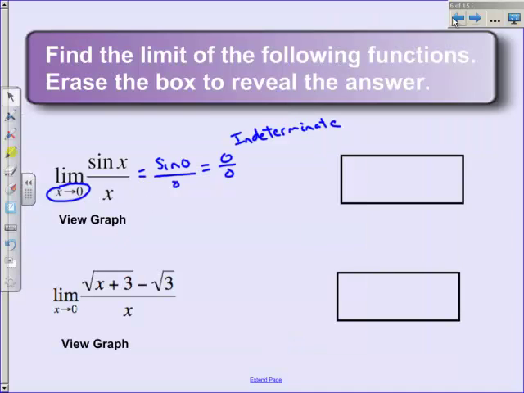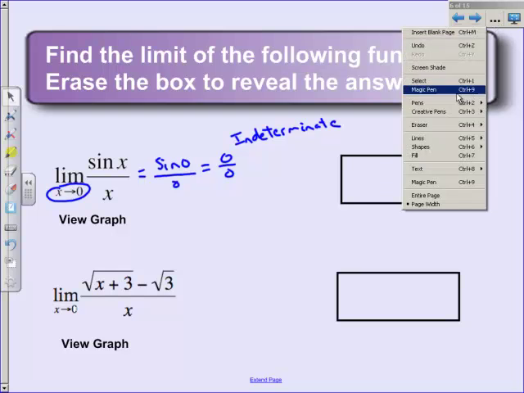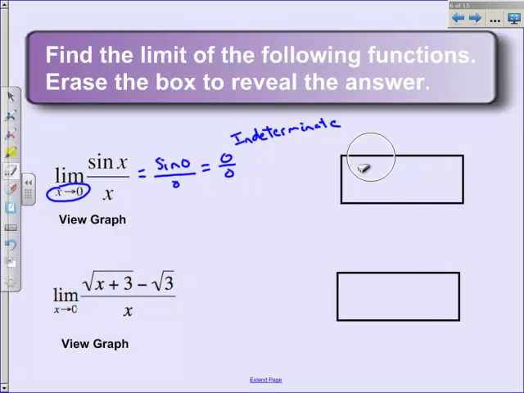So this answer should be 0. And let's see if we get it right. I've got to do my eraser here. We did. I don't know if I just said the answer should be 0, but the answer is supposed to be 1 because we just saw that from the graph. Let's take a look at this other one here, this square root of x thingy.